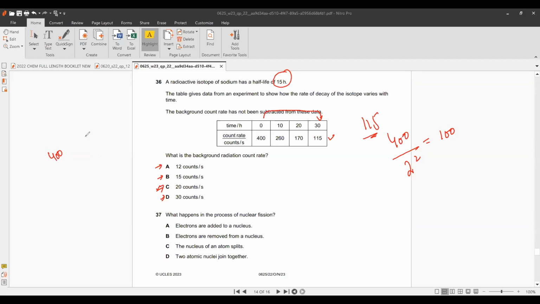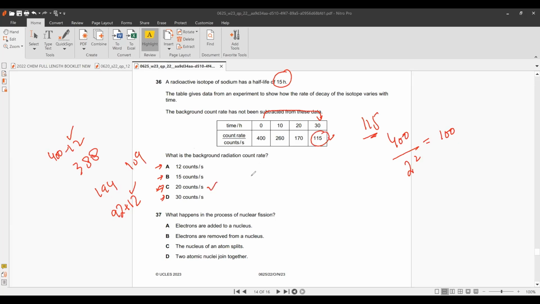400 minus 12 would be 388. 388 divided by 2 would be 194, and 194 divided by 2 would be 97 plus background radiation. We know that the background radiation is first subtracted from the initial value and then added at the end of the question. So when we add 12 to that, we'll get 109. So after two half-lives, we're getting 109 rather than 115, which is wrong.